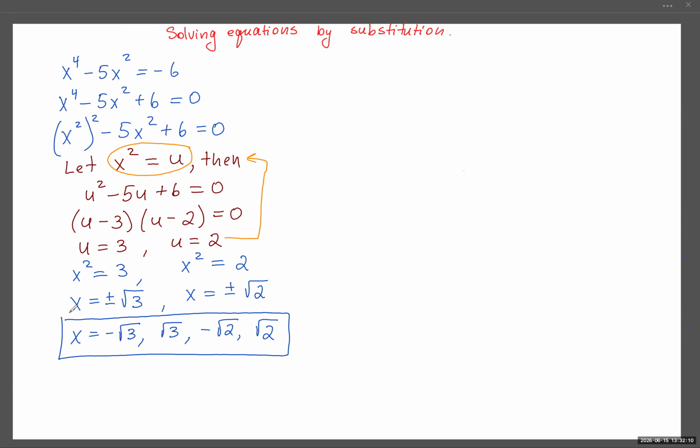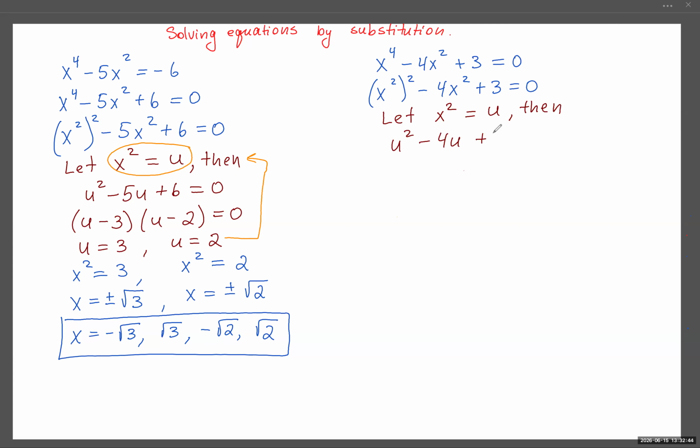Let's go ahead and do one more just like this one. X to the fourth minus 4x squared plus 3 equals 0. We'll go ahead and write x to the fourth as x squared, then squared again, minus 4x squared plus 3 equals 0. Then we'll go ahead and switch to u. Let x squared equal u. Then we have u to the second minus 4u plus 3 equals 0.